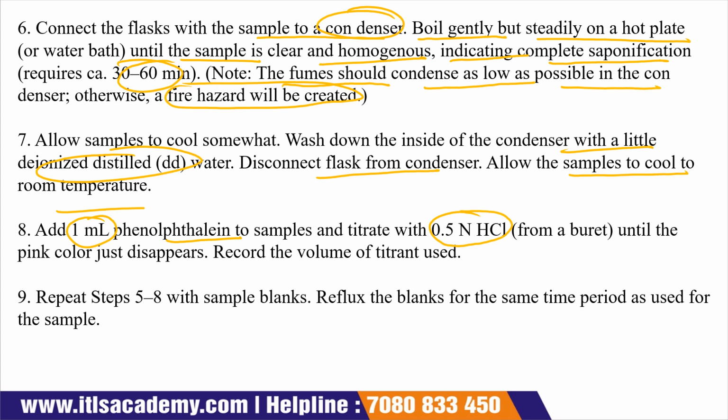When we titrate with 0.5 normal HCl, we have already added 1 ml of phenolphthalein, and we titrate until the pink color disappears. The disappearance of the pink color is your end point. Now we have to record the volume of the titrant used, and we repeat steps 5 to 8 for a blank, for the same period as used for the sample.